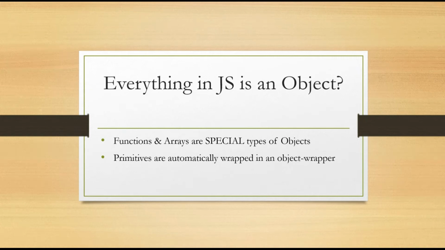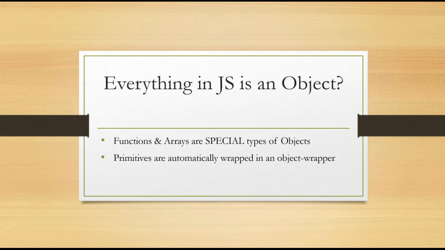All right, so we're on object-oriented programming. Now, does that mean that everything in JavaScript is an object? You might have heard some people say this. You might have also heard some people say, oh, just most things are objects. Some are primitives. So what's going on?